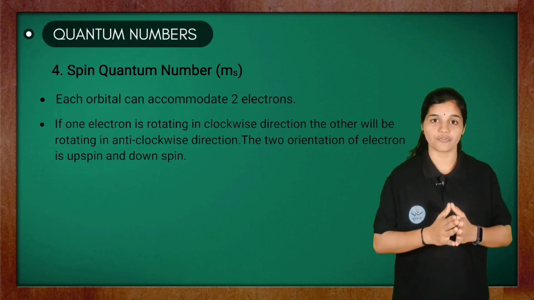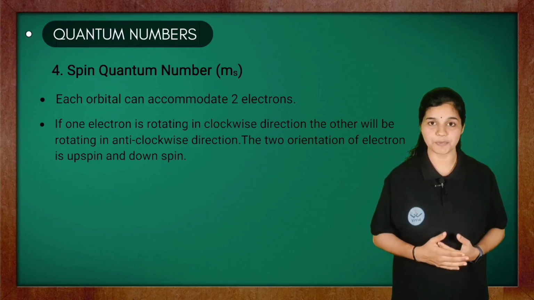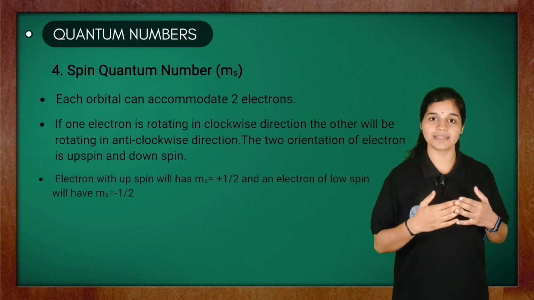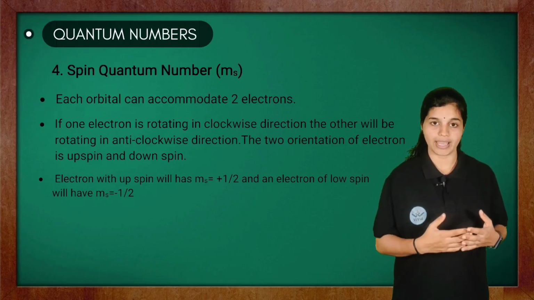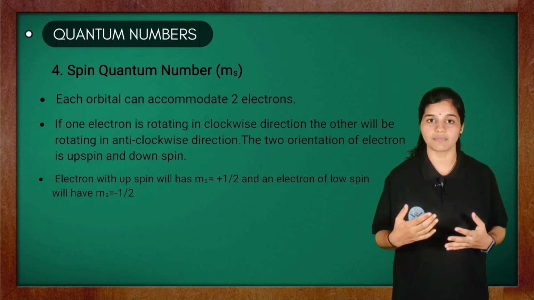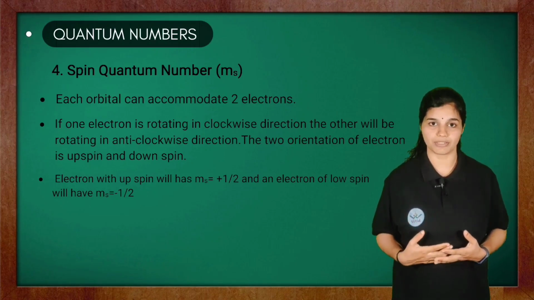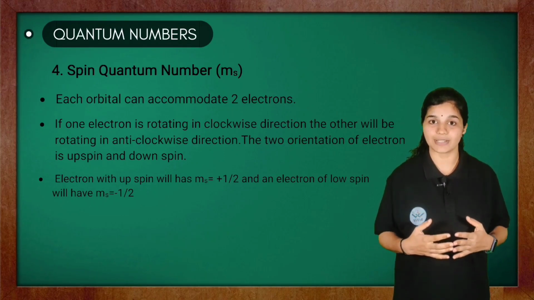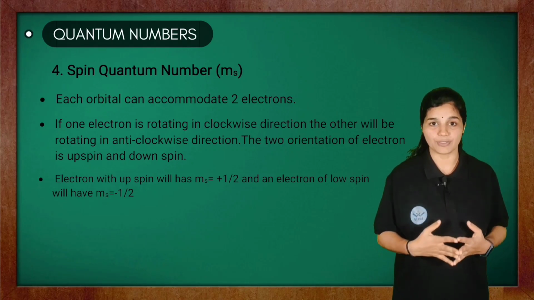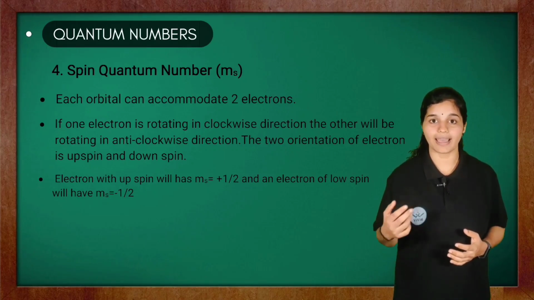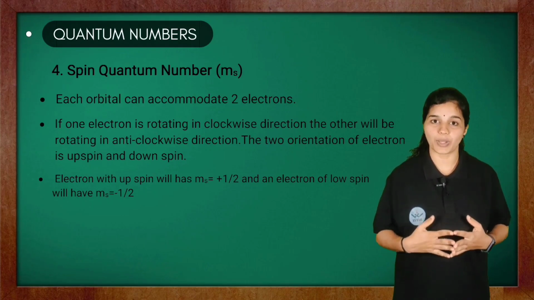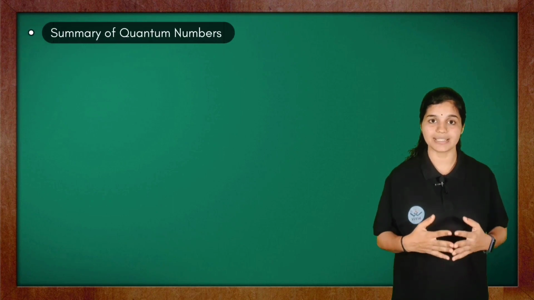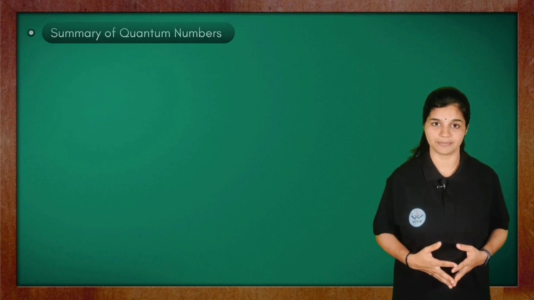The two orientations of electrons are upspin and downspin. The electron with upspin has ms value of plus 1 by 2 and an electron with downspin will have the value of ms as minus 1 by 2. It's important to note that 2 electrons present in an orbital can have same values for n, l and ml, but their spin quantum number is different. The 4 different quantum numbers can be summarized using this particular table.